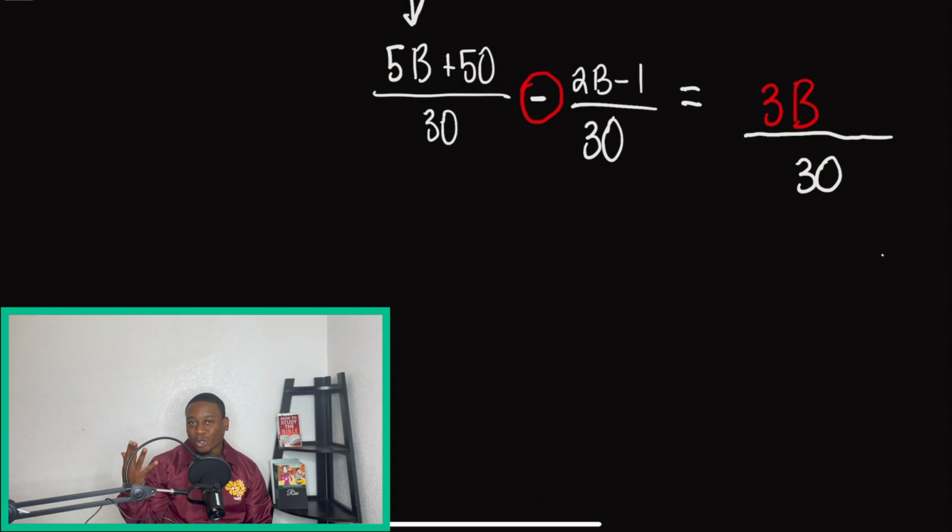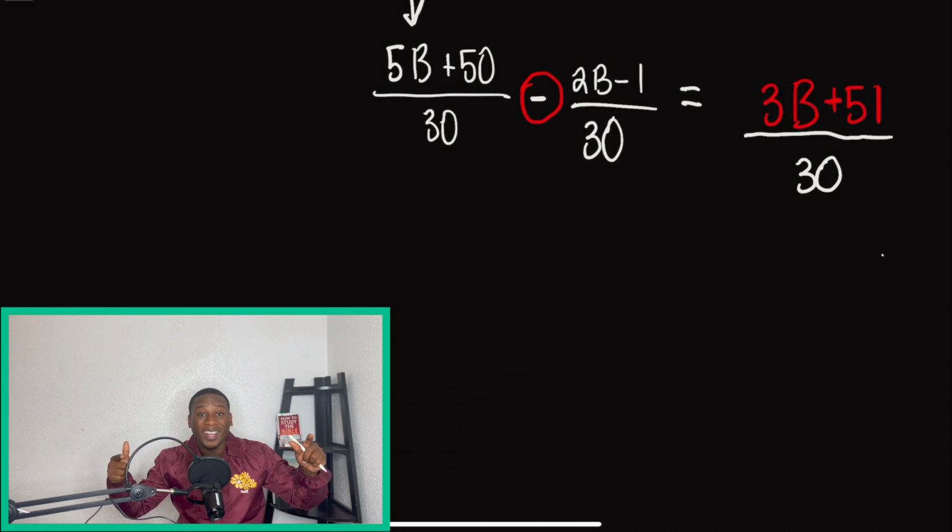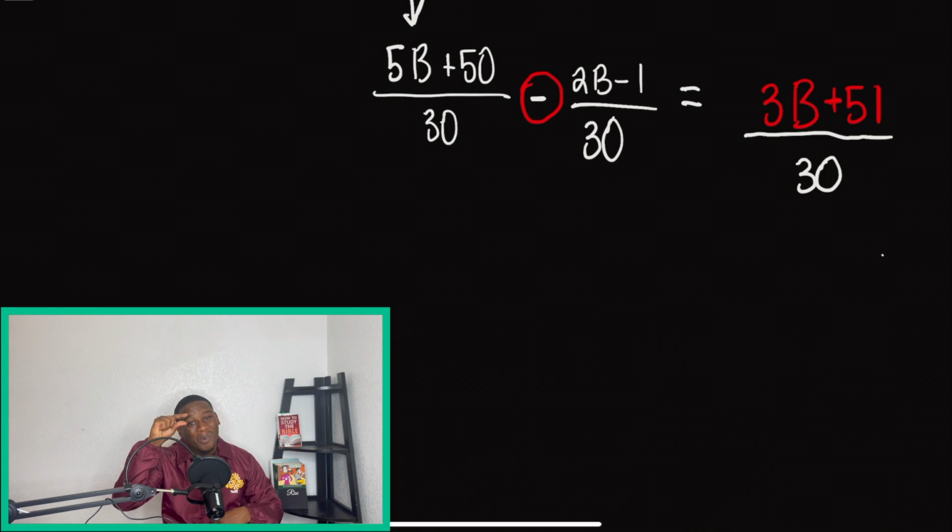But here goes the trick. Everybody thinks we're going to be doing 50 minus 1, but guys, remember that is a -1. So 50 minus -1, that turns into an addition problem. And now we're going to have 3b plus 51. So please make sure you guys don't get fooled by that little tiny trick right there. They're trying to throw you off with that double subtraction.